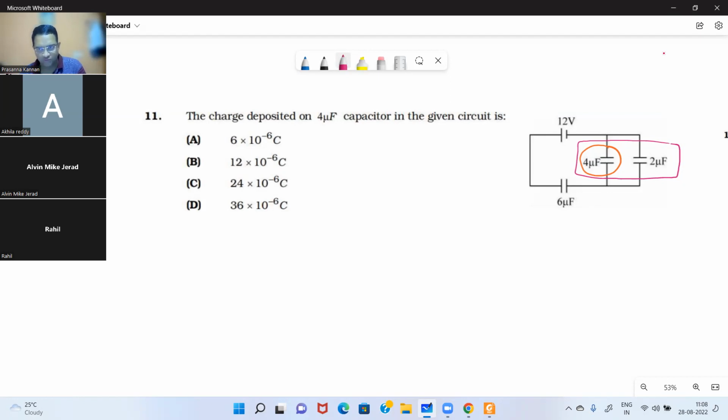Parallel. Yes, 4 microfarad and 2 microfarad are in parallel, and we know if two capacitors are connected in parallel, then the effective capacitance is given by C1 plus C2. So this becomes 4 microfarad plus 2 microfarad, and we get the parallel capacitance as 6 microfarad. Once it is done, I'm going to redraw the circuit.